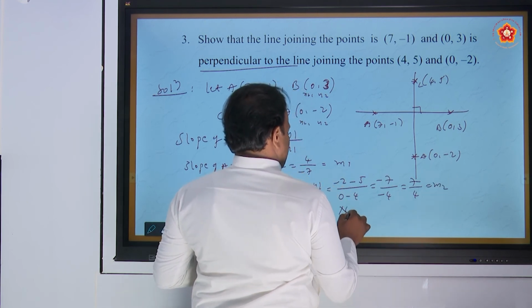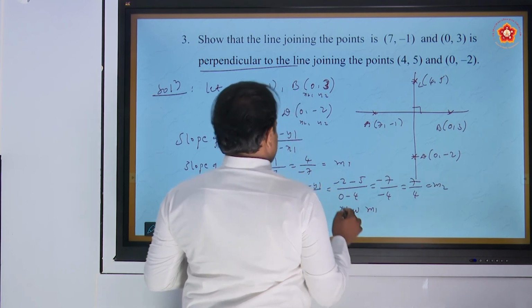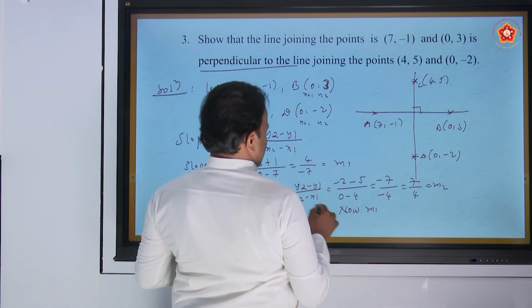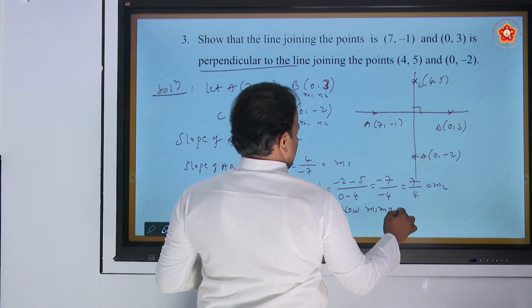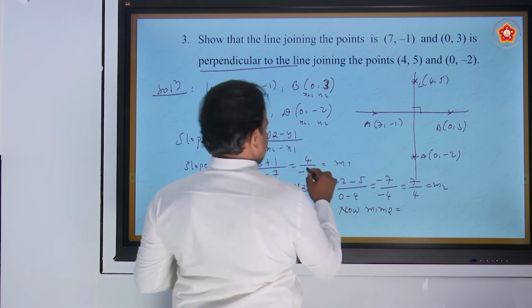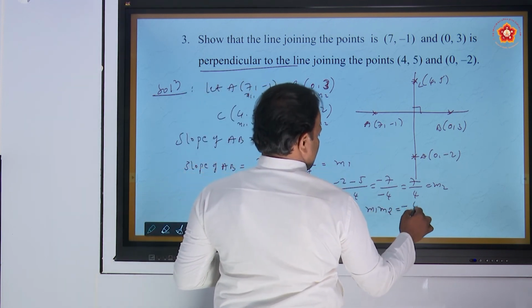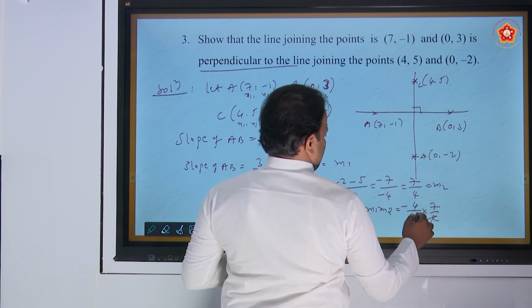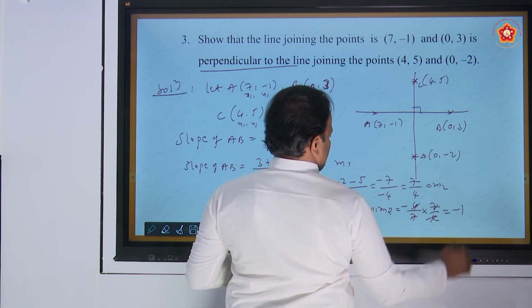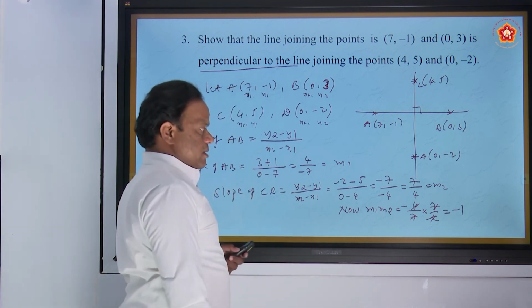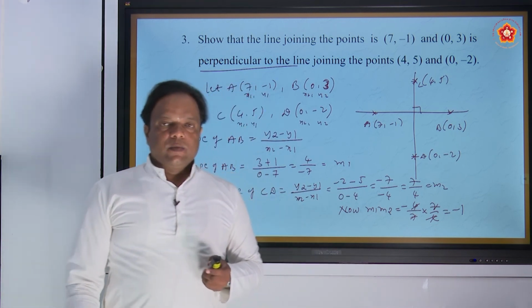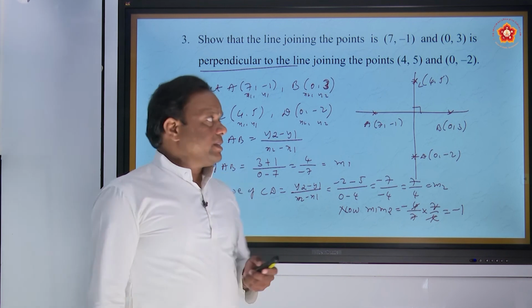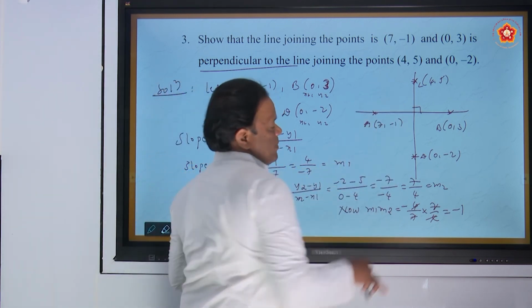Now what is M1 into M2? M1 is the slope of AB and M2 is the slope of CD. Now M1 into M2 is equal to how much? M1 here is minus 7 by 4, into 7 by 4. 4 gets cancelled, 7 gets cancelled. The answer is minus 1. So the product of slopes is minus 1. Then we say that the two lines are perpendicular to each other.